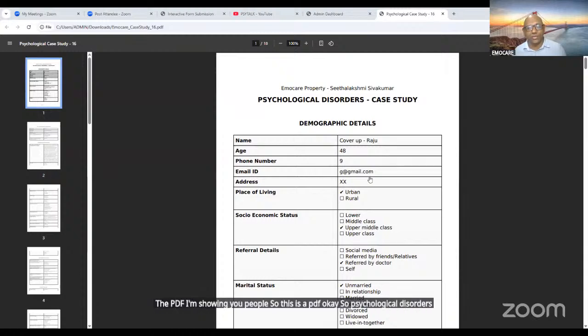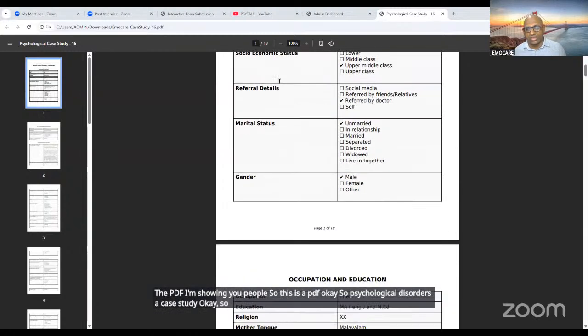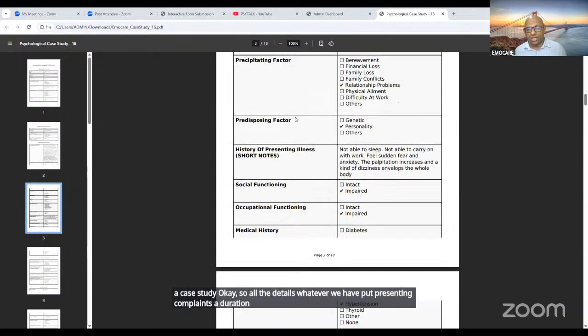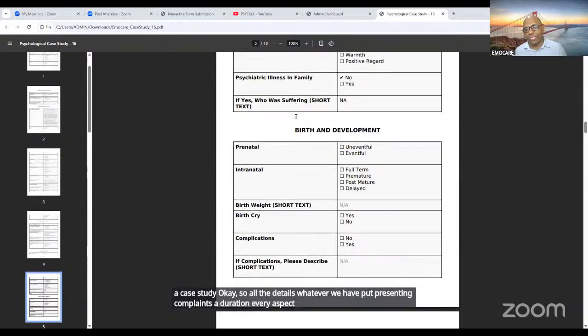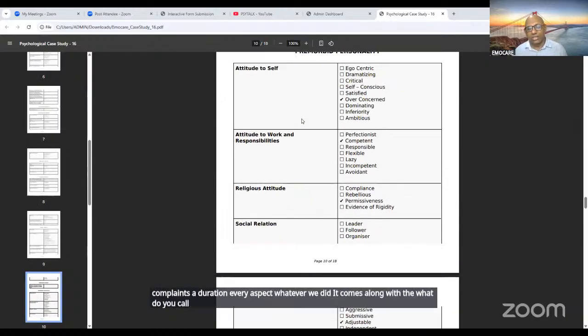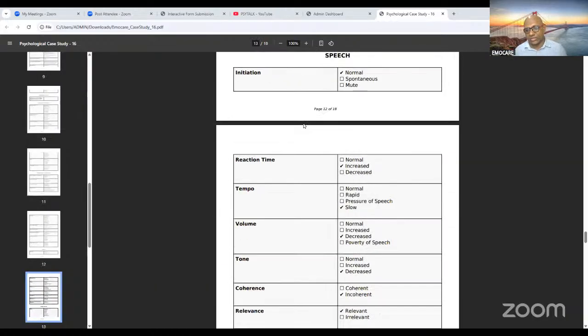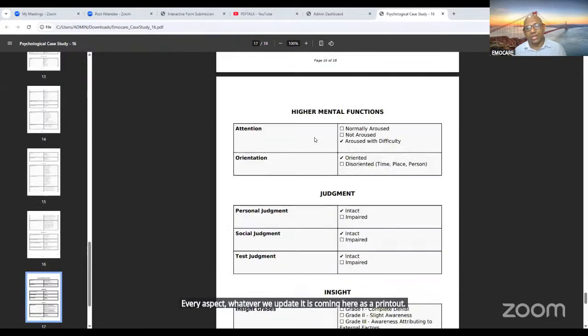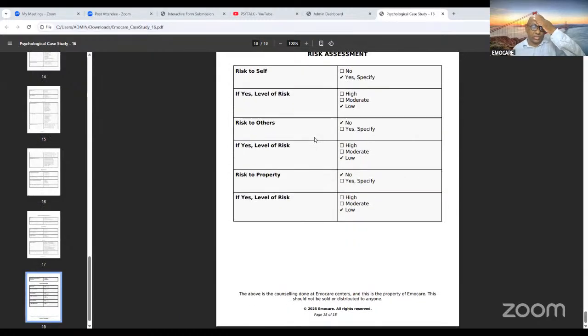Psychological disorders, a case study. So age, all the details, whatever we have put: presenting complaints, duration, every aspect, whatever we did, it is coming here as a printout. And also the risk assessment. Intervention will come on the next page.